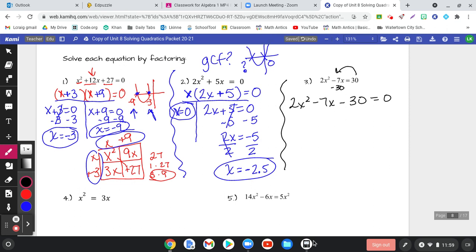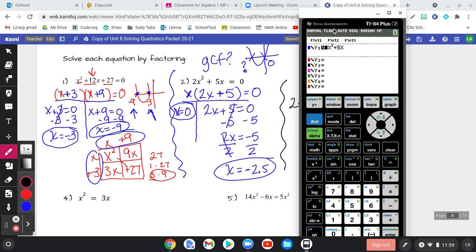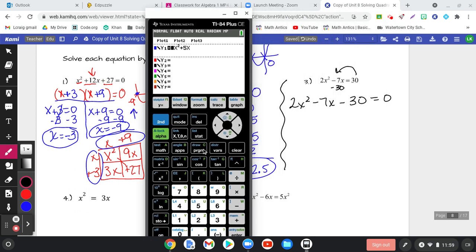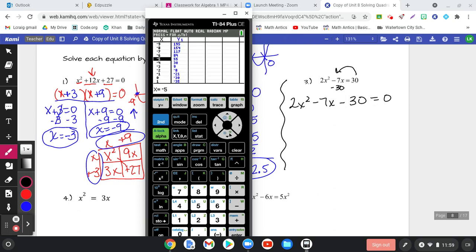Now with this one, I don't even know if we'll see any of the factors, but let's look, because sometimes it's helpful. So 2x squared minus 7x minus 30. Don't use the negative, it's the minus. If we look at the graph, can't tell what that one is. That one looks like maybe 6, but let's go to the table to be sure. Yep, 6. All right, so again, you can't find the other one this way. So we know one of them is 6. We don't know this one.